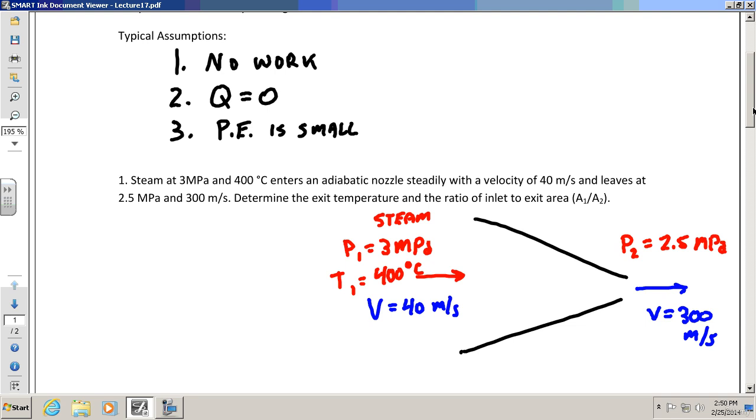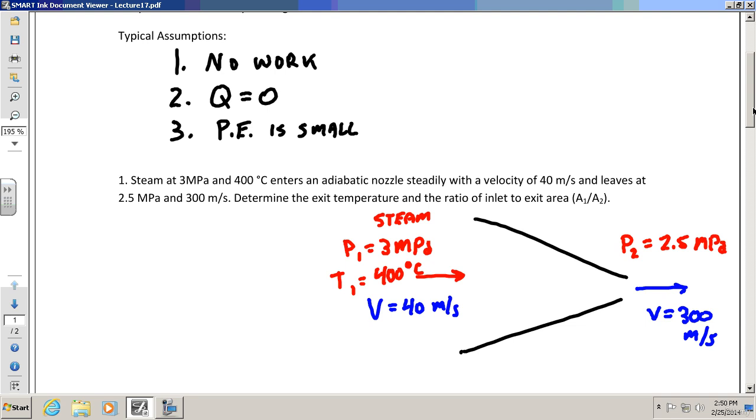So notice that the pressure drops, the speed increases. That's what typically happens. If you have a pressure drop, you get an increase in speed. That's what a nozzle does.